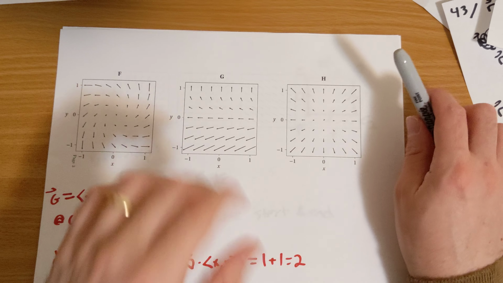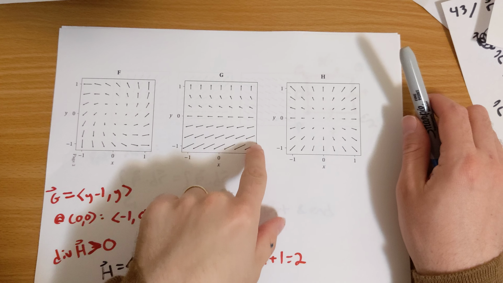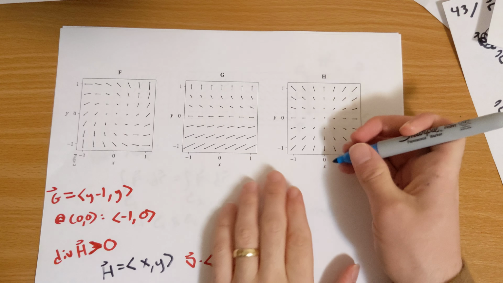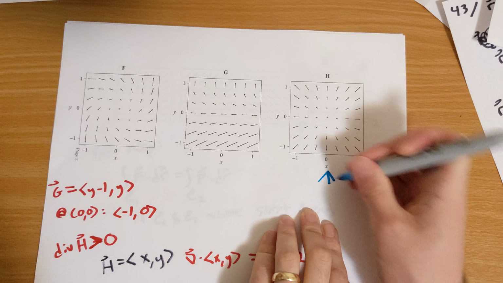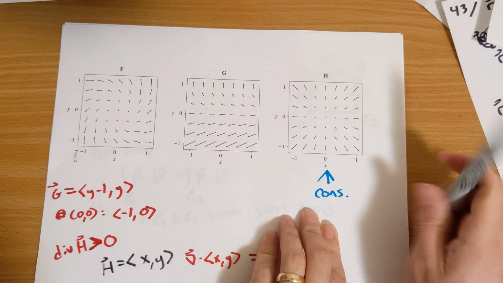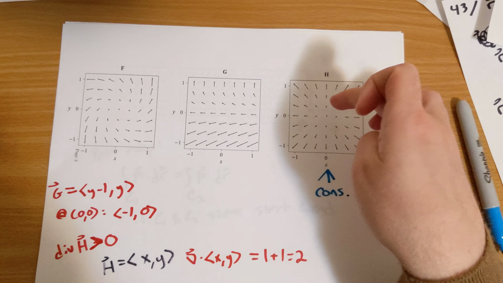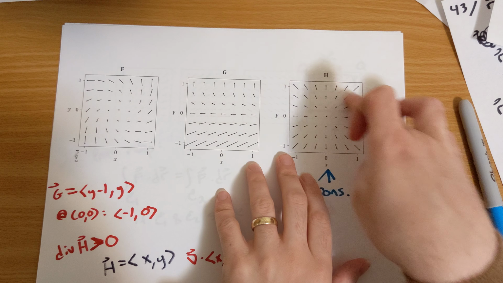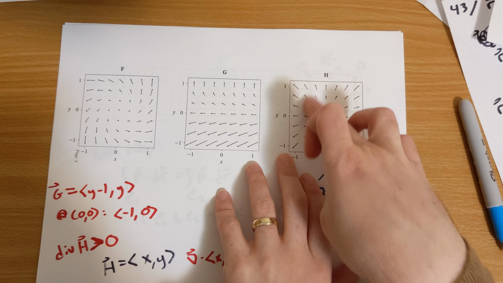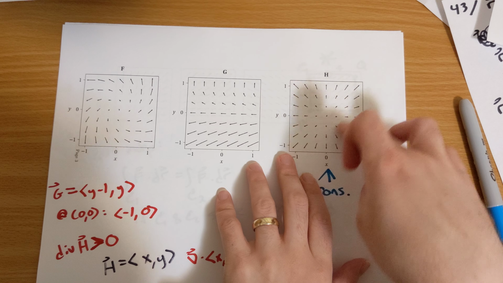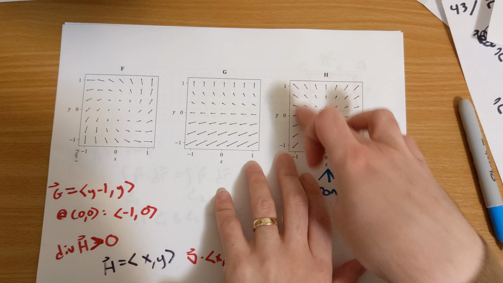Okay, so which vector field is conservative? I skipped that one earlier. Let me go back to it. This is a conservative vector field. And the idea is that if we do a vector line integral around any closed loop here of F, and we find a circulation around any closed loop here, we'll get 0.